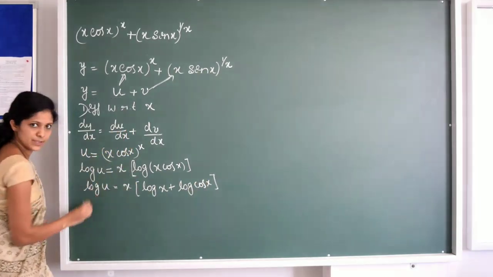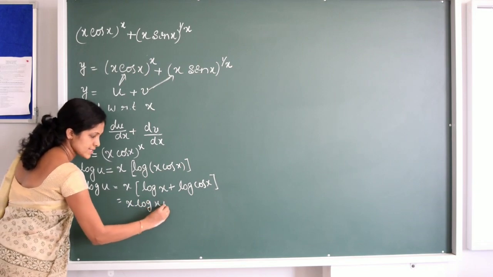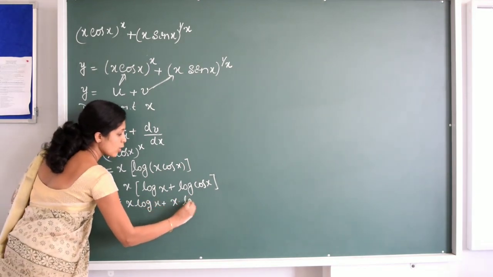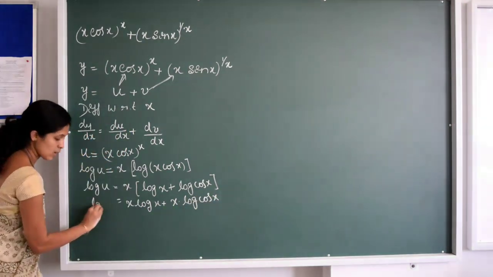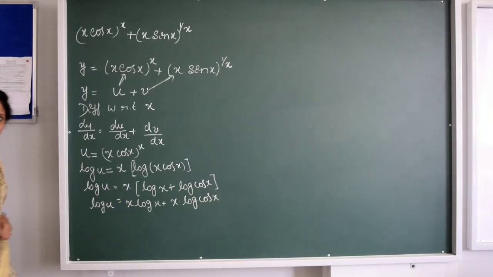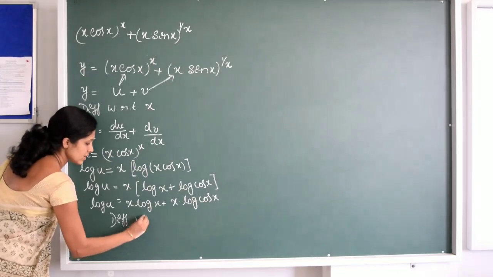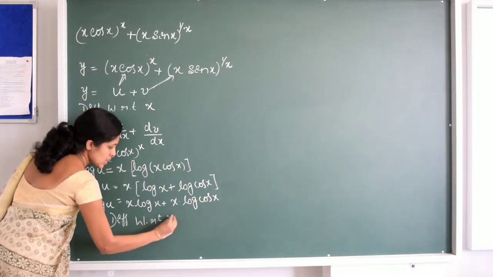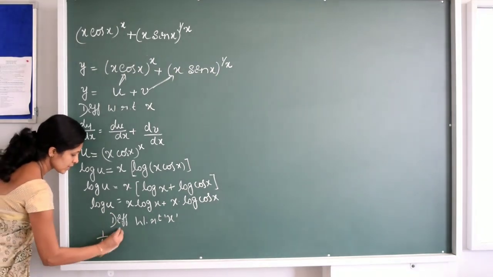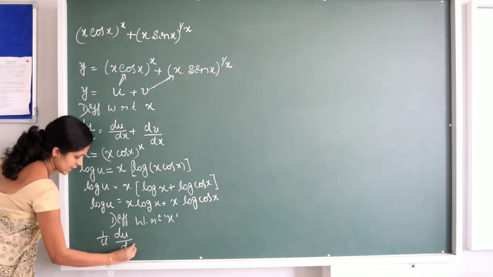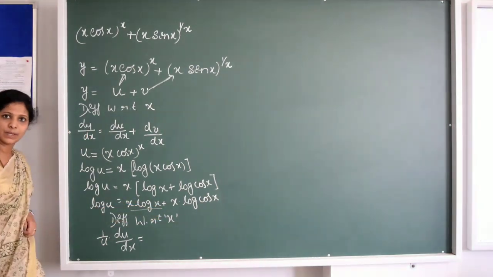Now we will multiply this with this function. So this is equal to x into log x plus x into log of cos x. Is it clear? Now we got this as log u, and now we will differentiate this with respect to x. So derivative of log u with respect to x will be 1 by u into du by dx. Here in x into log x, two functions are there, you have to apply the product rule.